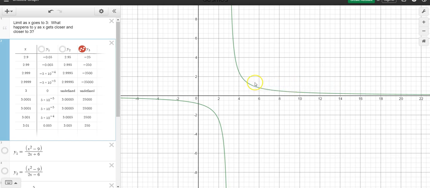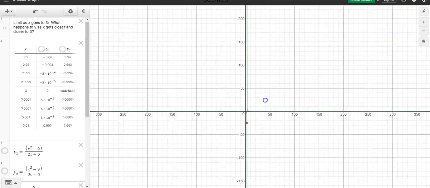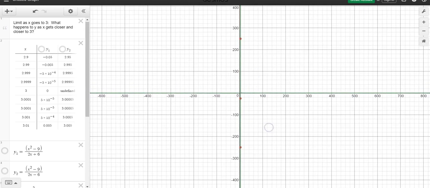And what's happening to y? It's just getting bigger and bigger and bigger. Here I'm moving towards 3 from the numbers less than 3. What's happening to y? It's just getting bigger and bigger in the negative direction. When that kind of thing happens, that tells me I've got a vertical asymptote here. If we were to zoom out, we could actually see where some of those points are.